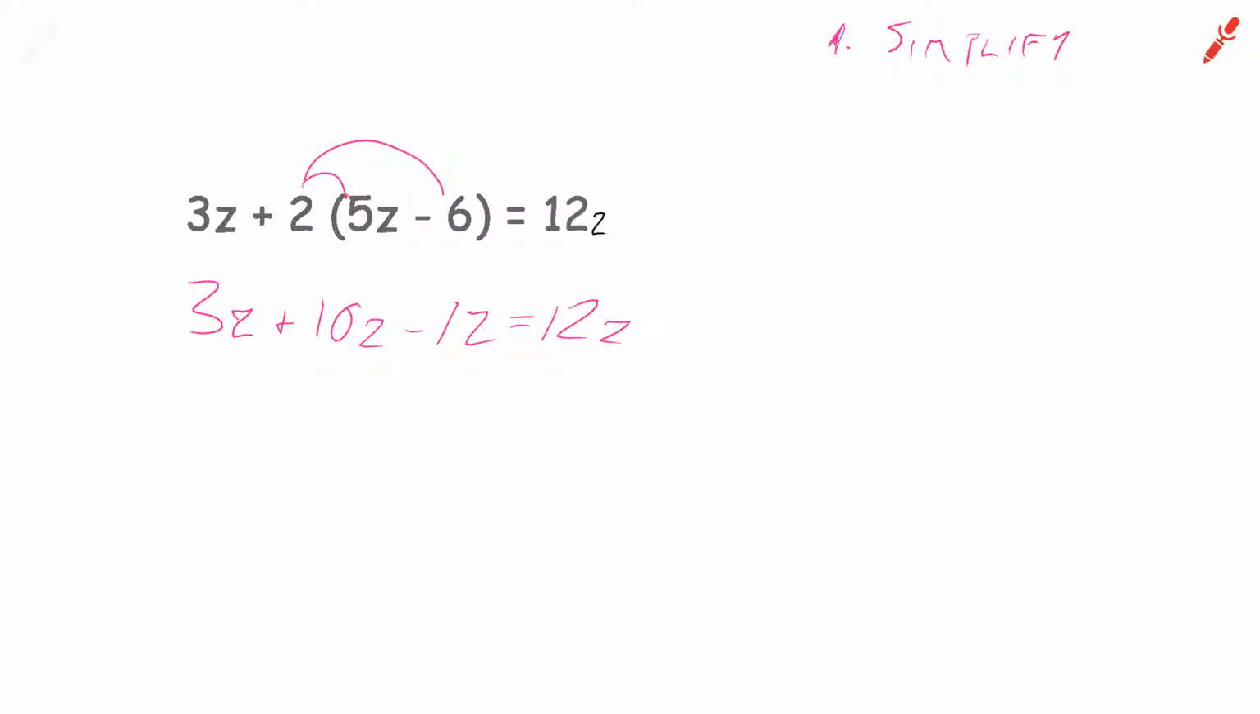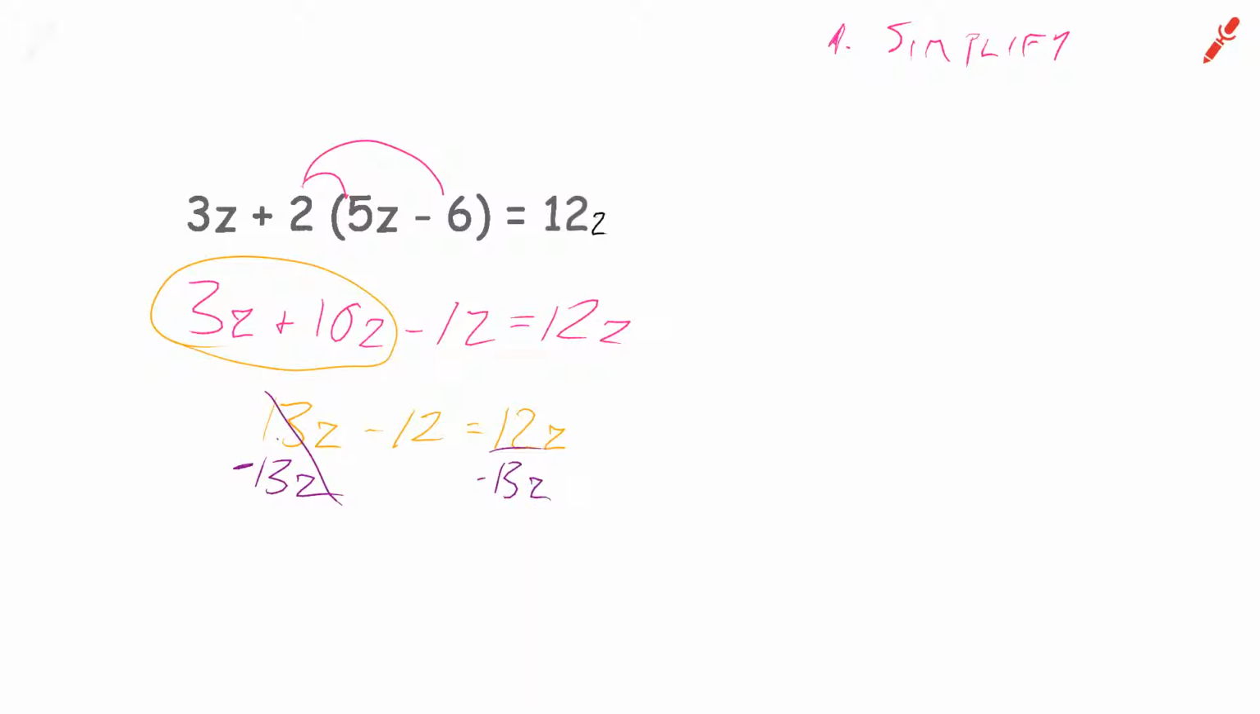Okay, so now I'm going to simplify some things here. On this side I've got these two z's, which are like terms, so 3z plus 10z is 13z minus 12 equals 12z. Now I need to get all my z's to one side, so I either subtract them from here or from here. I'm going to go ahead and subtract from the 13, so I subtract 13z from both sides. Why? Because I feel like it.